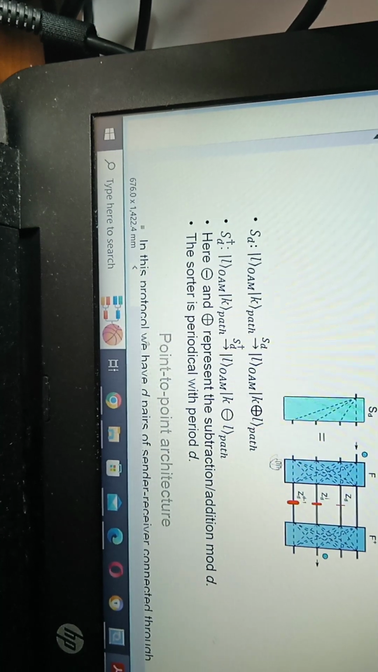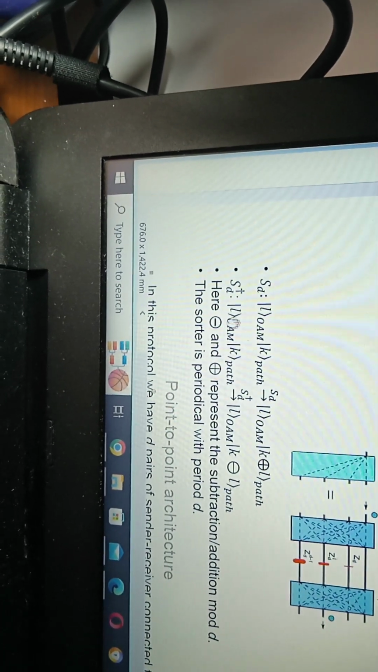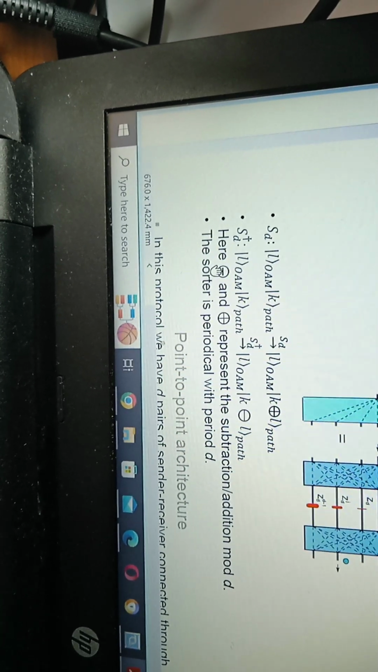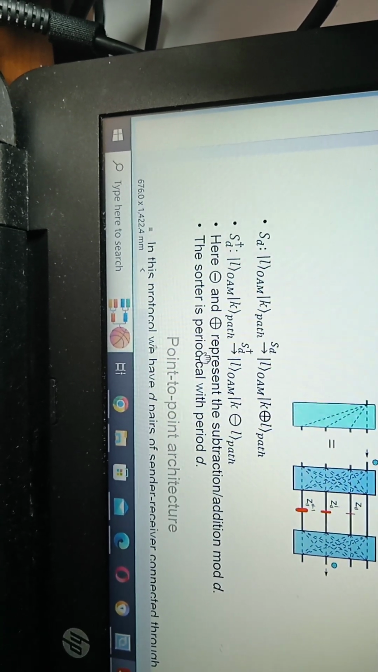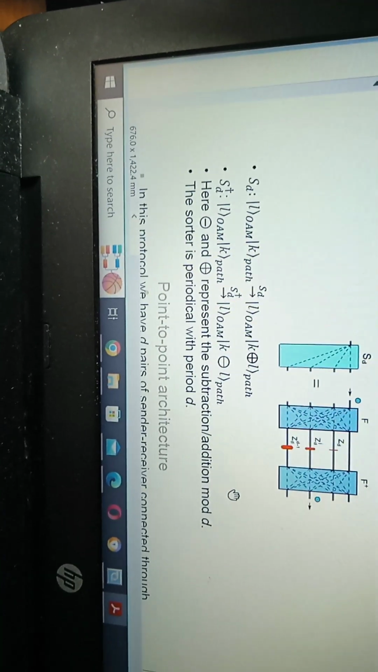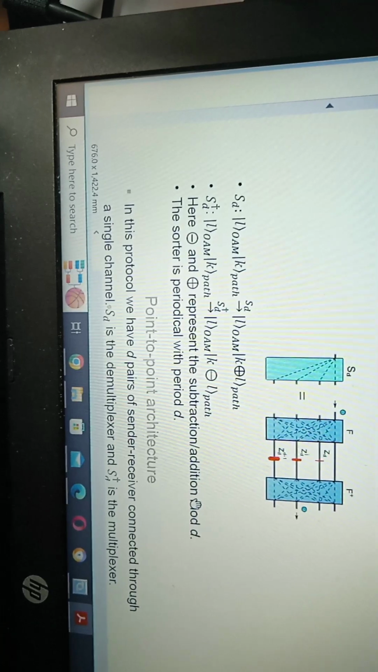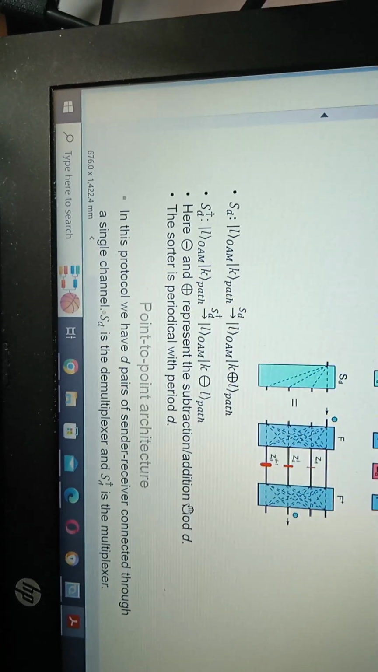This is how their actions look like, where minus and plus circled represent subtraction and addition modulo D. We have also to note that the sorters have the period D, which is an important property, and we are going to use it in the following protocols.